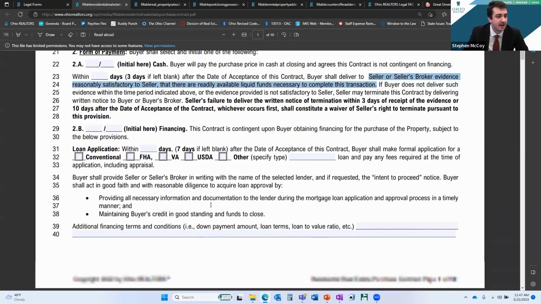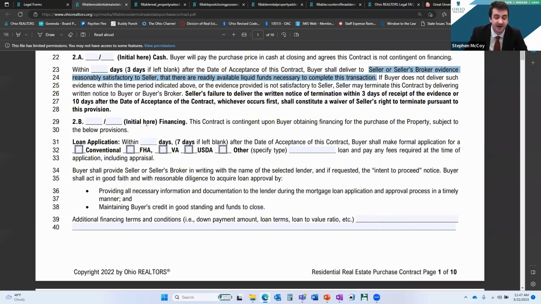Okay. A second portion goes into the traditional financing. If buyer is going to be working through a third-party lender, it provides a financing contingency to obtain financing for the purchase of the property. Obviously, both of these are initial here type of setup, so make sure that the parties initial there, place their initials through .loop or your e-signature platform. You'll put the number of days, 7 days if left blank, and we always try to include these if left blank options. So just in case you miss a field, there's always a saving grace there for what we think the traditional standard time period should be.